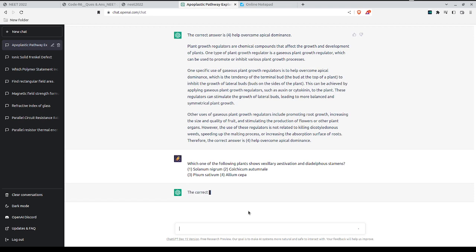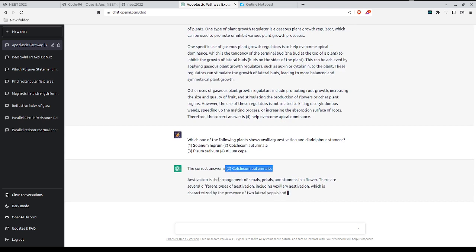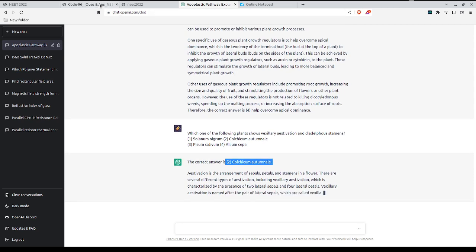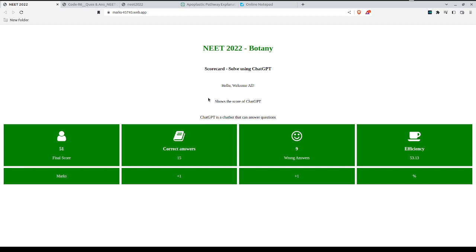Which one of the following plants shows vexillary estivation and diadelphous stamens? 1. Solanum nigrum. 2. Colchicum autumnale. 3. Pisum sativum. 4. Allium cepa.